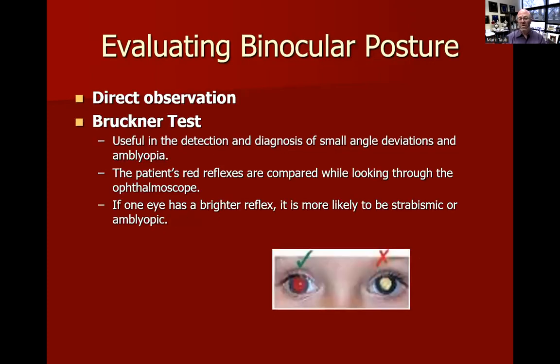For binocular posture, direct observation, obviously, if you see one eye out or one eye in, do you really need to do the Bruckner? No, not really. But sometimes those angles are very subtle, and if the patient's moving around a lot, sometimes it can be very hard to see. So I use my direct ophthalmoscope, shining this wide, bright light into both eyes at the same time. If one has a brighter reflex, it's either more likely to be strabismic or amblyopic. Unfortunately, it can also indicate things like Coats disease or retinoblastoma, but those are on the rare side.